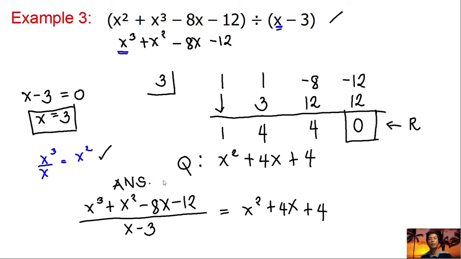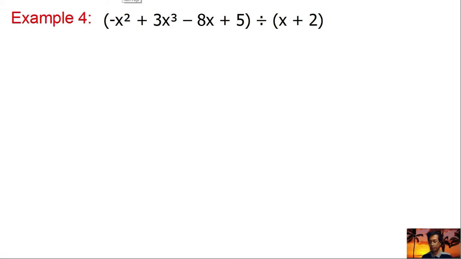Okay? Sana po ay naintindihan si example 3. And the same answer din tayo nung naging answer natin sa aking previous video about long division of polynomials. Now, let's try another example. Given is negative x squared plus 3x cubed minus 8x plus 5 divided by x plus 2.